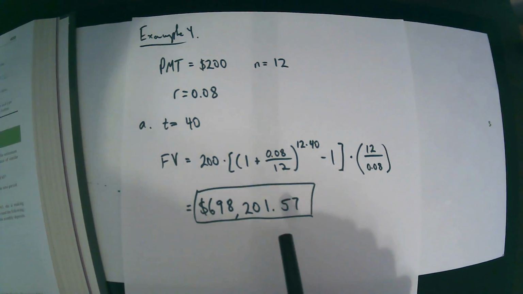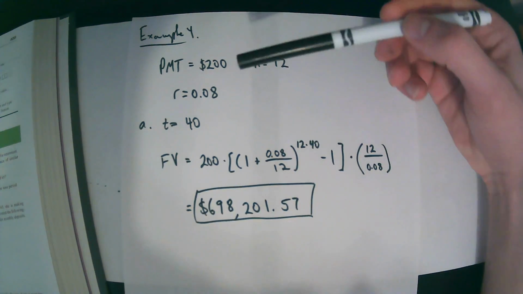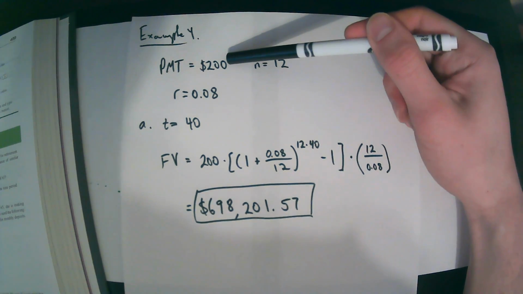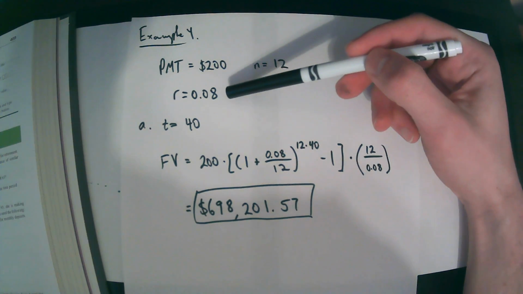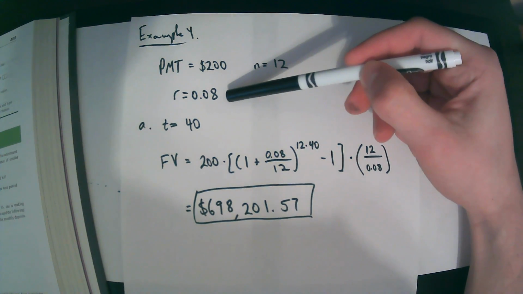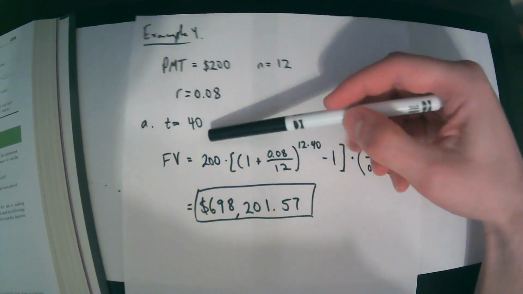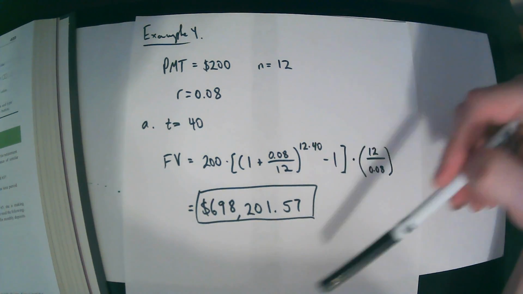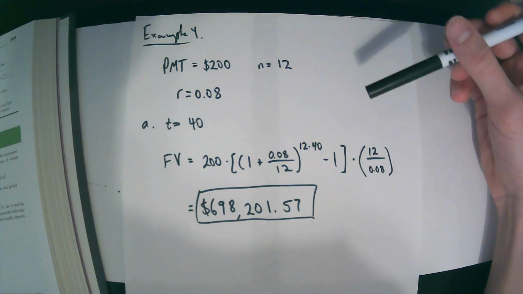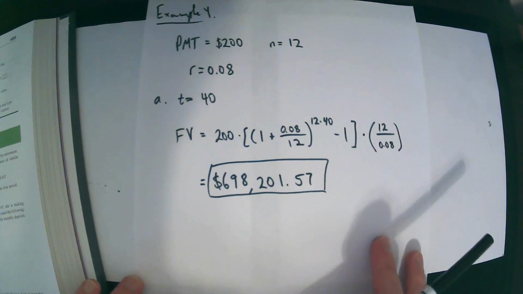Okay, so this is a lot. Why is it so much? Well, first of all, her payments are fairly large. Also, her interest rate is pretty good, 8%, that's pretty good. Also, 40 years is a long time. So, $200 per month for 40 years. Well, in fact, how much is that?